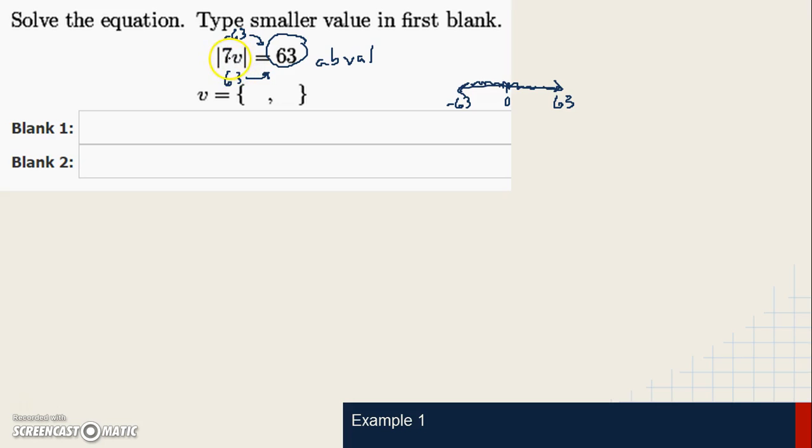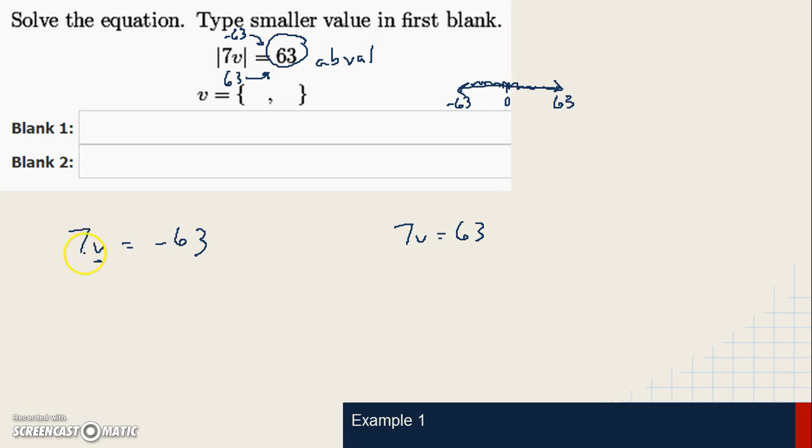Well, what number times 7 gives me a -63, and what number times 7 gives me a +63? If I didn't know how to do that in my head, what I would do is take what's inside the absolute value bars and set it equal to -63. Solving this equation is going to tell me what number times 7 gives me -63. And if I wanted to know what number times 7 gives me a +63, then I would do the same. So now we're just going to solve this one-step equation for our variable, which in this case is v.